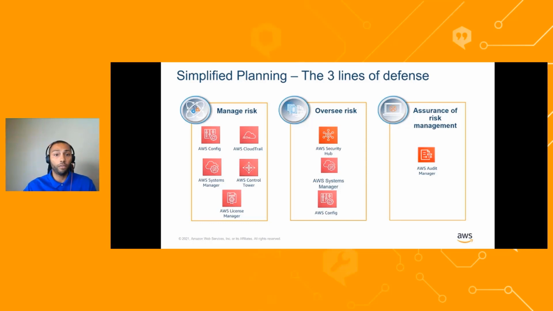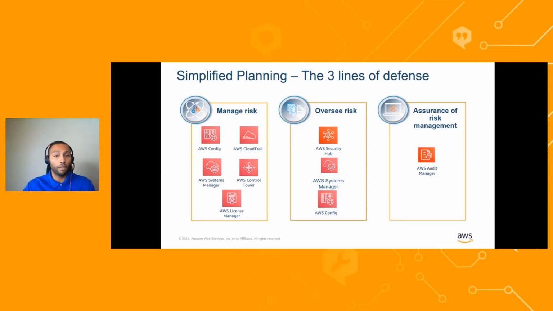In the second line of defense, we have functions that will oversee risk. These are the functions that allow you to have a quick overview and a central place of the security posture for your entire organization. This is where tools like Security Hub, CloudWatch, and AWS Systems Manager fit in because they can give you a quick snapshot of where you are at in terms of compliance, security in a central place, and they evaluate all of your accounts in all regions.